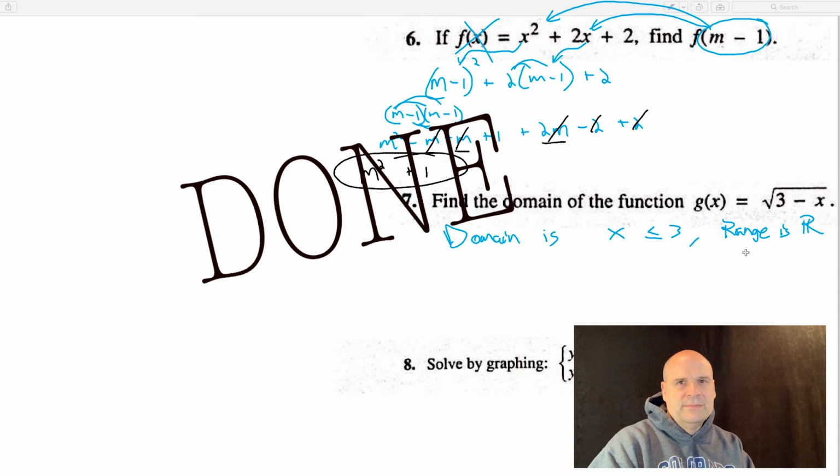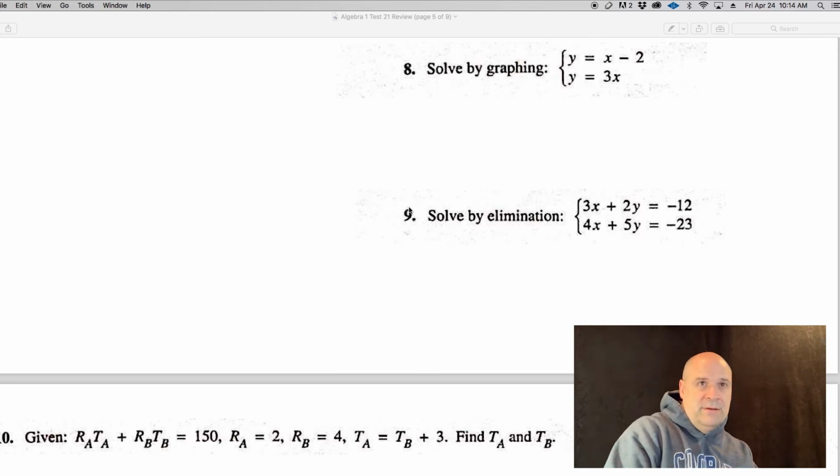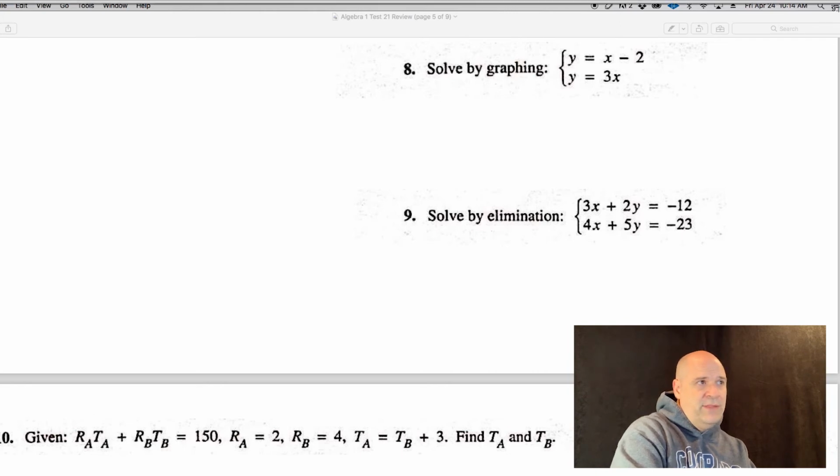All right, number 8. Number 8 says solve by graphing. So we can do that. All right. So first, before we do that, we're going to determine how to graph this, okay? We have to figure out our slope and our intercept. Remember, our slope is what the x is being multiplied by, right? So what is x being multiplied by? It's just 1. So this is 1 over 1.